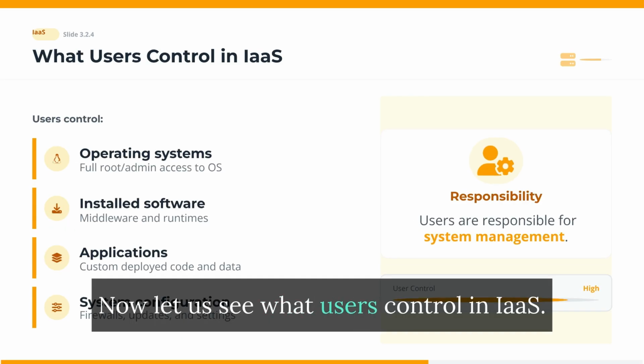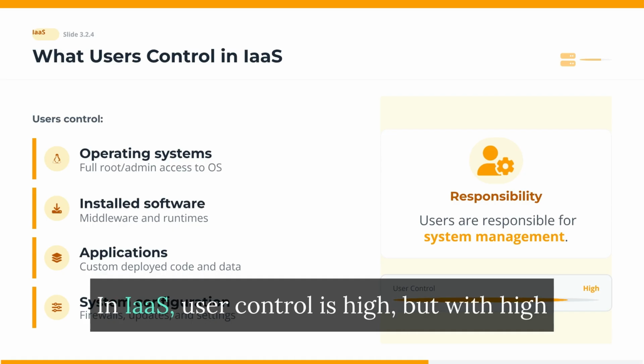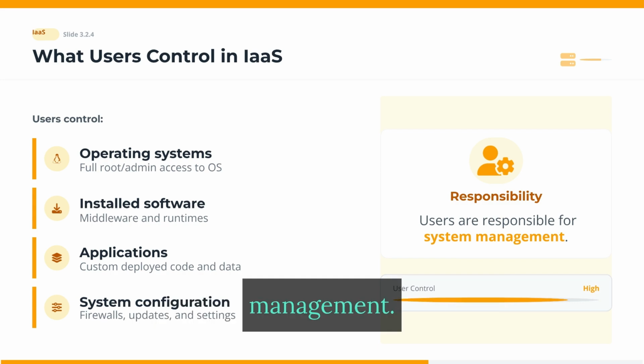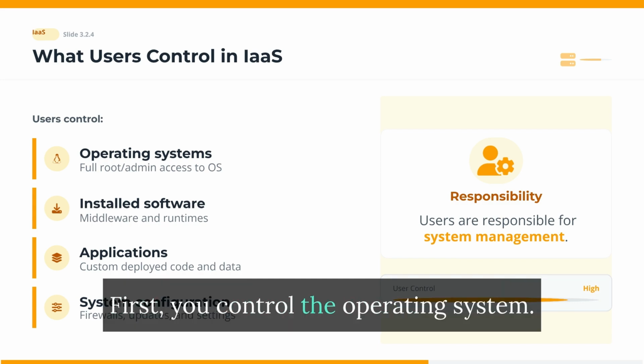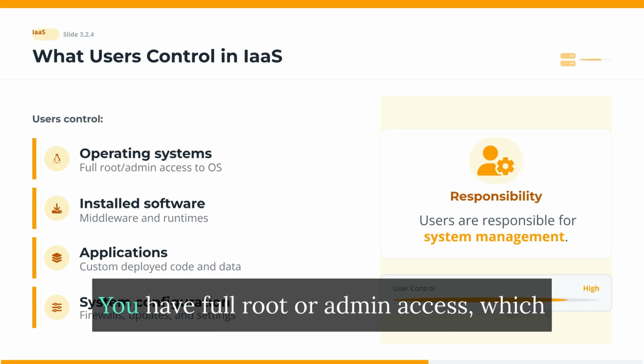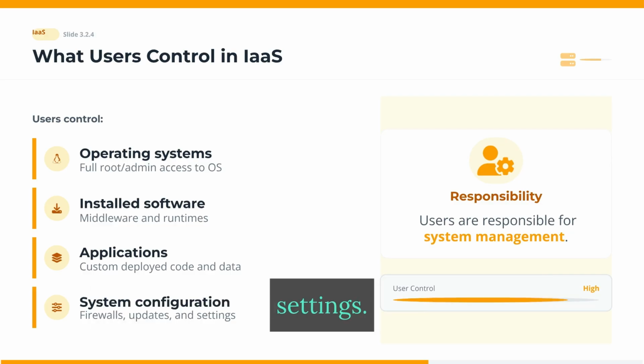Now let us see what users control in IaaS. In IaaS, user control is high, but with high control comes responsibility. Users are responsible for system management. First, you control the operating system. This means you choose and manage Windows or Linux. You have full root or admin access, which means full permission to change system settings.